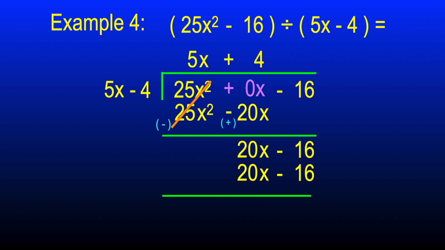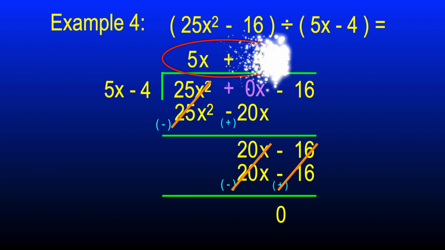Ayan, subtract. Change the sign to opposite. Simplify. 20x minus 20x, 0. So, i-cancel natin. Negative 16 plus 16, 0. Cancel. So, ang difference ay 0. So, the quotient is 5x plus 4.